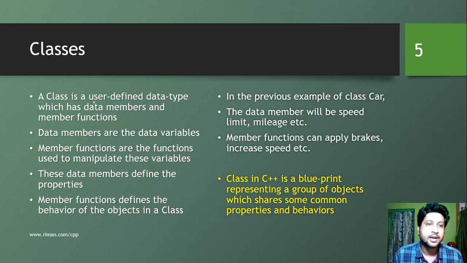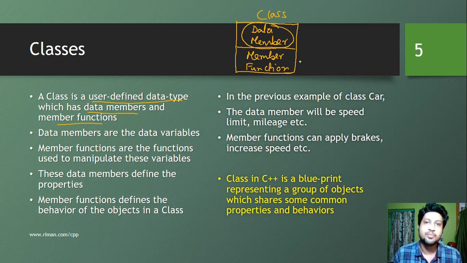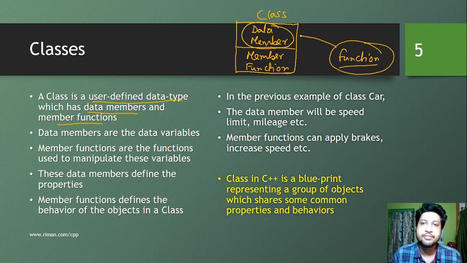So classes are user-defined data types which have some data members and some member functions. So it will be something like this. We have the class. So this is our class. It has some data members and some member functions. And these data members can only be manipulated by these member functions, no other function. So if we have some function outside the class, it cannot operate on them. Only the member functions of that particular class are allowed to operate on them.